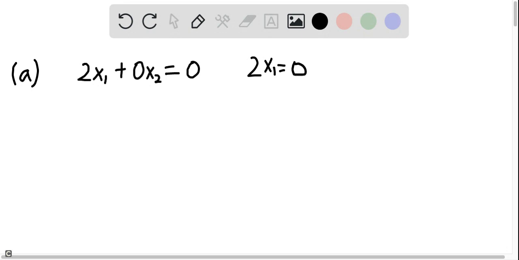Now, first row we have 2, 0, 0. The first number corresponds to x1. Then the second number corresponds to x2. And the last number is what we have on the right of the equality. So that's just, after simplifying, 2x1 is 0. Now, let's go to the next row.